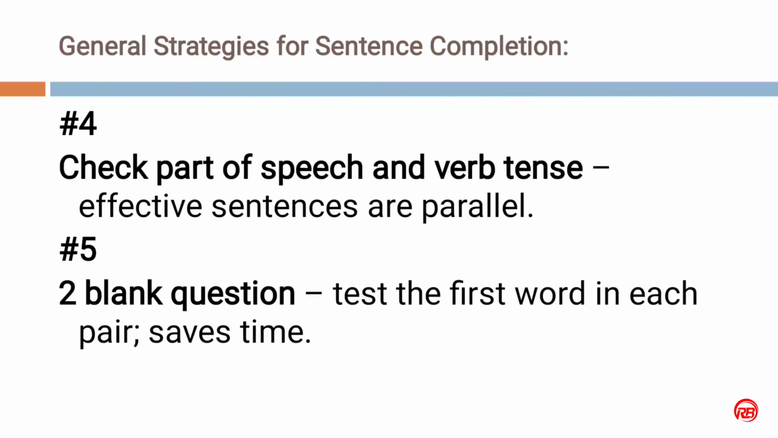And the fourth one is check part of speech and verb tense. So we should be aware of parts of speech and verbs, that is tenses. We should be strong in our grammar. And finally, for the 2 blank question, test the first word in each pair, it saves time. So you have to find any one of the answers. It will be easy to find out the answer. It will help us to save time.